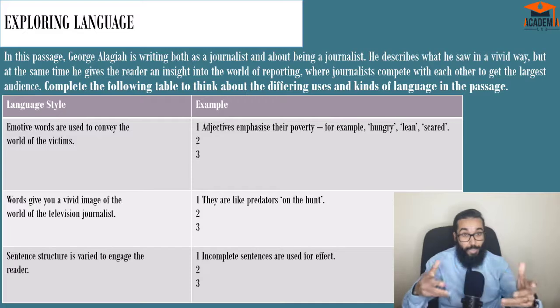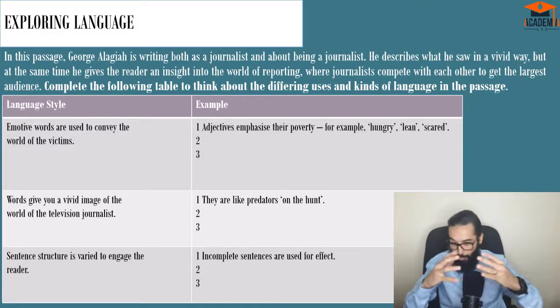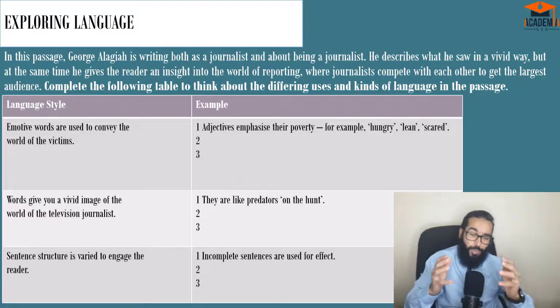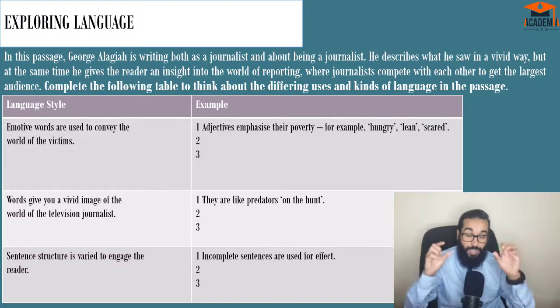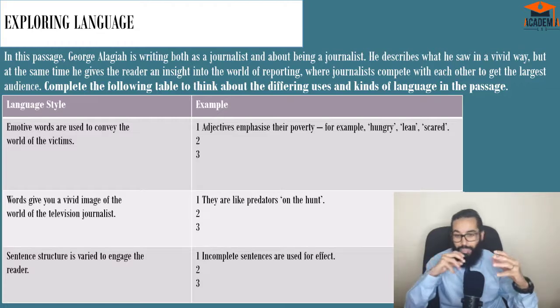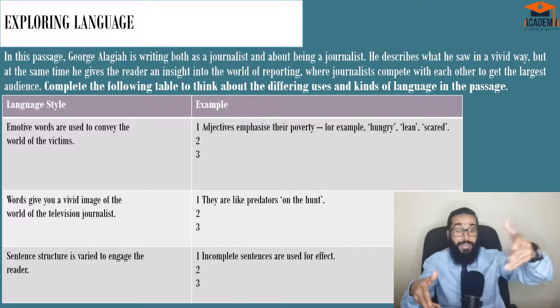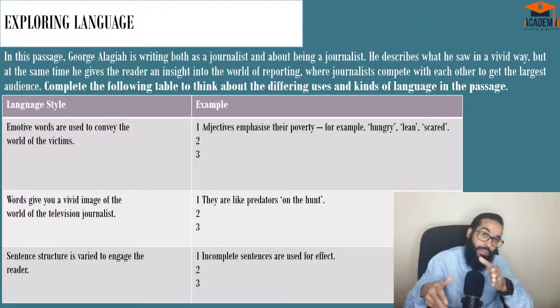Okay, now welcome back, guys. Exploring language. Let's go through this slide together. What do you mean by exploring language? The passage that we've read, written by George Alagiah, is written both as a journalist and about being a journalist. A very important point.